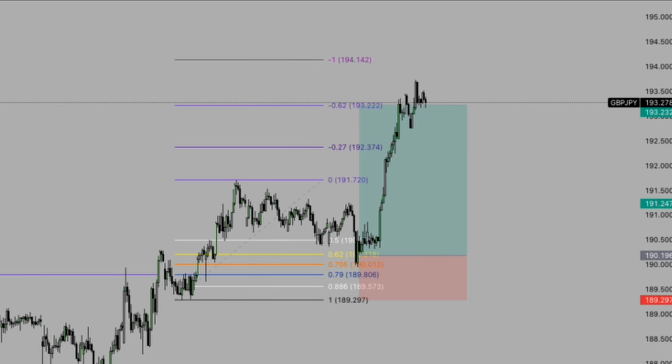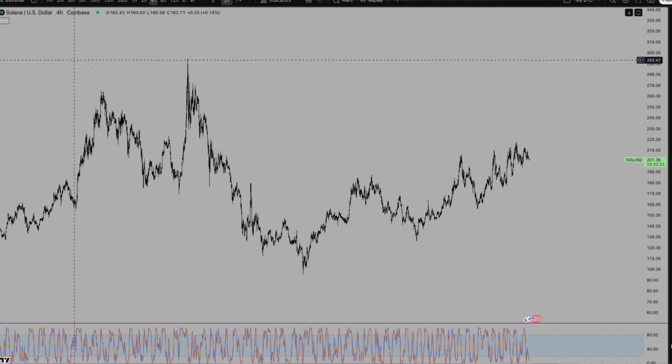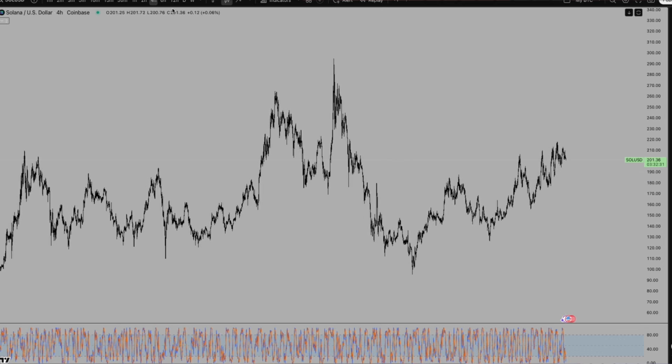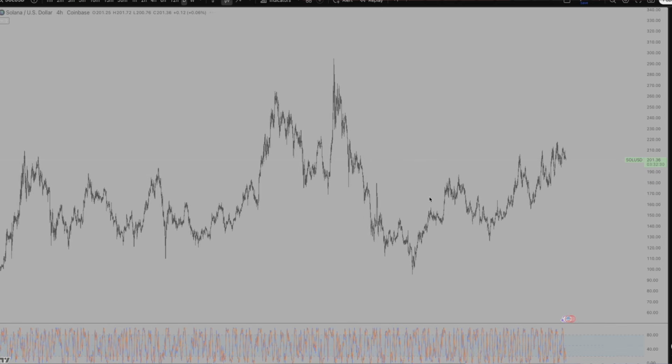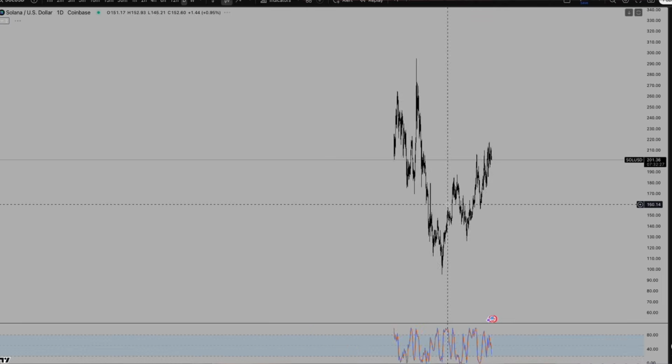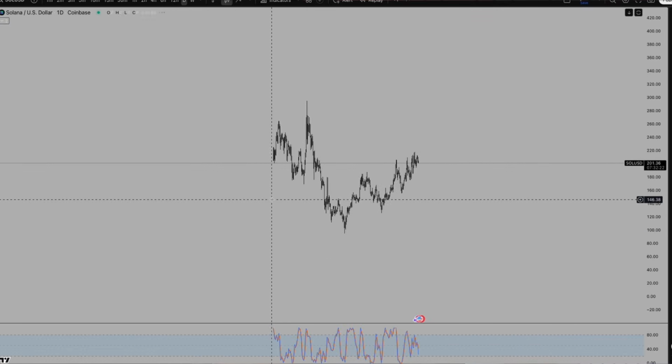Now let's look at how this plays out in crypto as well. The crypto we're going to look at is Solana. Starting from the daily time frame, what is the market seeing here? Let's look at the general condition of the market.